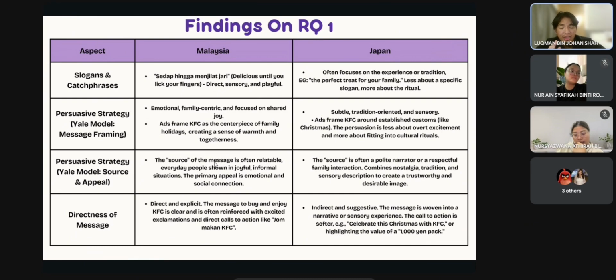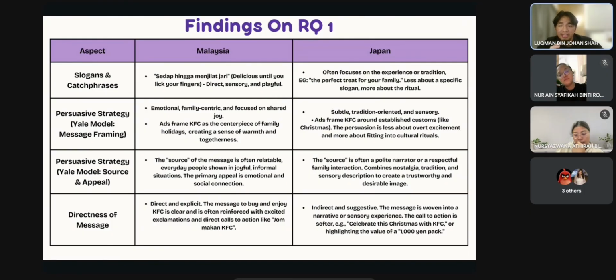So the narrator is often somebody who is, for example, a family member or a regular working person, shown in joyful moments, and it is trying to attract emotional and social connection with its appeal. And for Japan, the source is often a polite narrator or a respectful family interaction. So they try to combine nostalgia, tradition, and sensory description to create a trustworthy and desirable image.